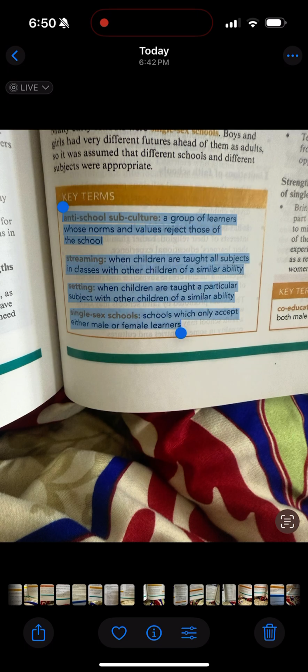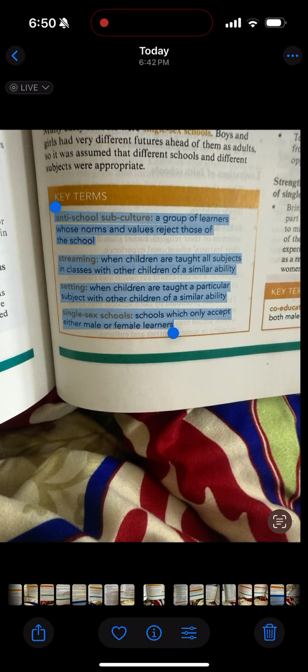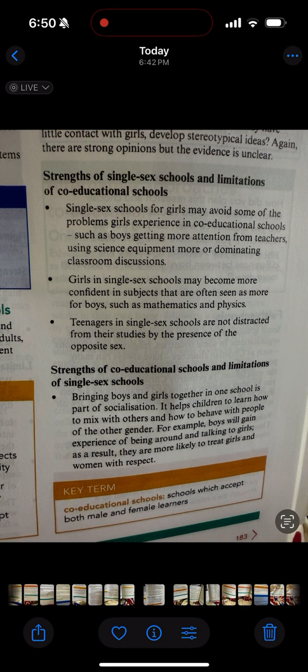Anti-school subculture. A group of learners whose norms and values reject those of the school. Streaming: when children are taught all subjects in classes with other children of a similar ability. Setting: when children are taught a particular subject with other children of a similar ability. Single-sex schools: schools which only accept either male or female learners.